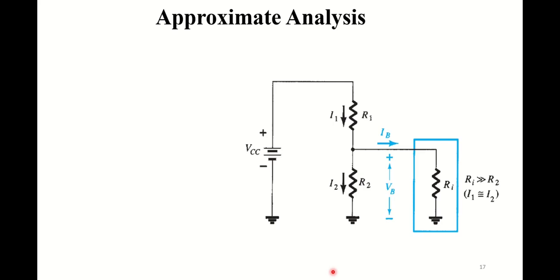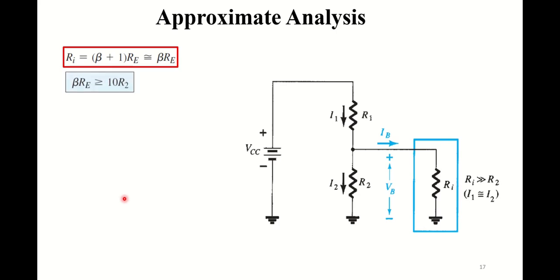First of all, you need to understand that beta plus 1 can be replaced with only beta because the value of beta is quite large as compared to the quantity 1. So adding 1 to it does not make any considerable difference. Therefore, we can say that input resistance Ri is equal to beta RE. If the value of beta RE is greater than or equal to 10 times the value of resistor R2, then we can directly find the base voltage VB by applying the voltage divider formula. VB is equal to R2 VCC over R1 plus R2.